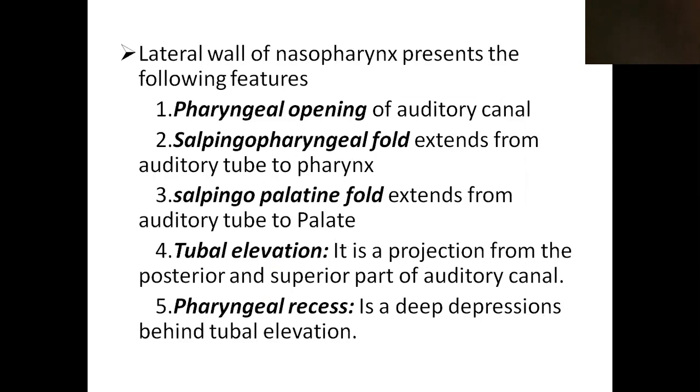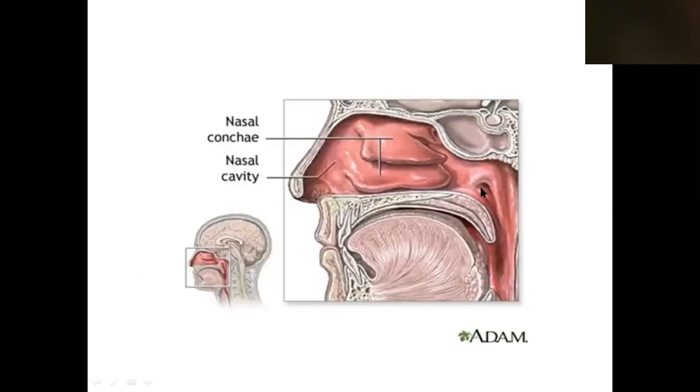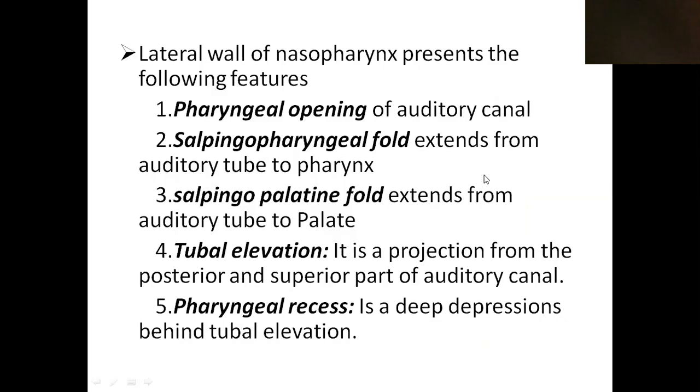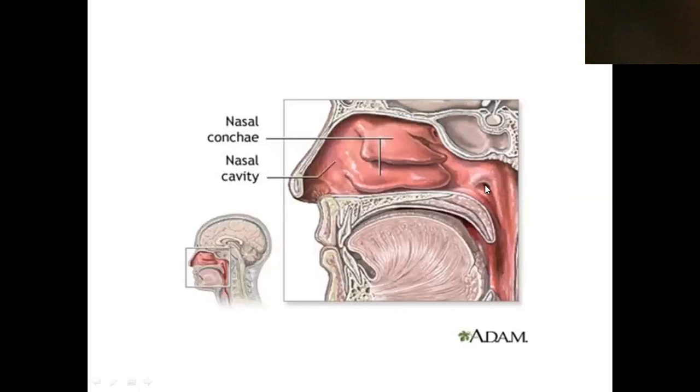Now, next one, another elevation is seen. See, above the opening of the auditory tube, there we can see one ridge. This ridge is known as tubal elevation. So, tubal elevation is seen above the pharyngeal opening of the auditory or eustachian tube. Clear? So, this is the opening of the eustachian tube that we know, which connects the middle ear to the pharynx in order to balance atmospheric pressure on either side of the tympanic membrane.